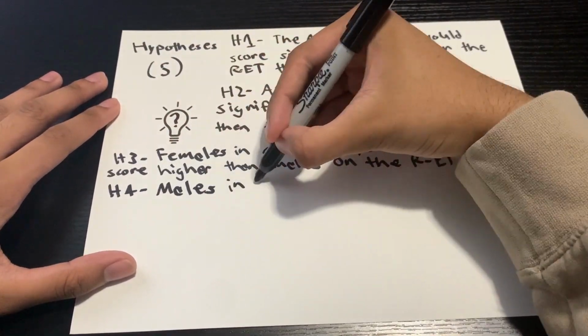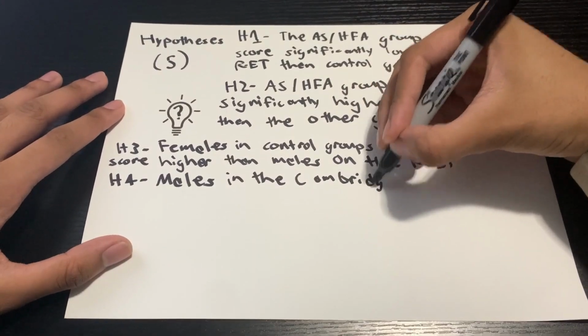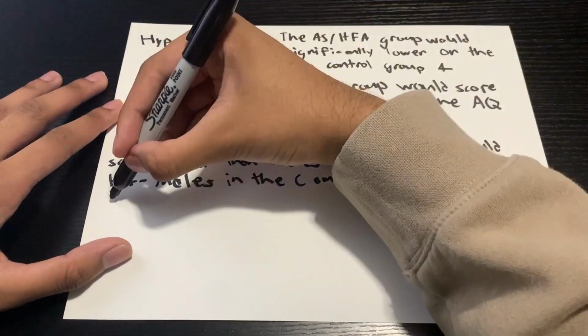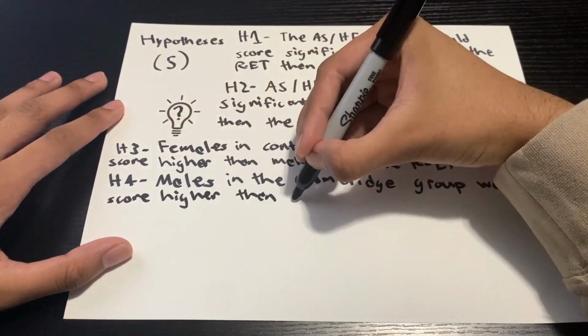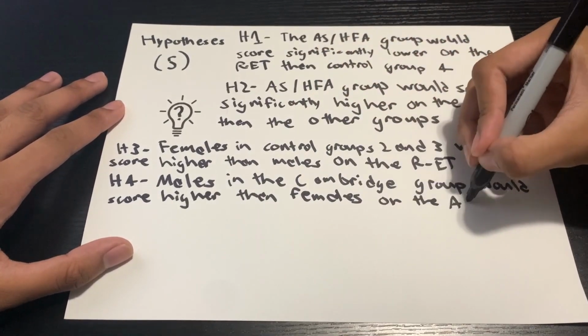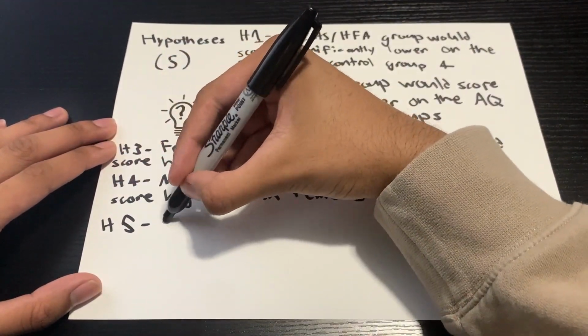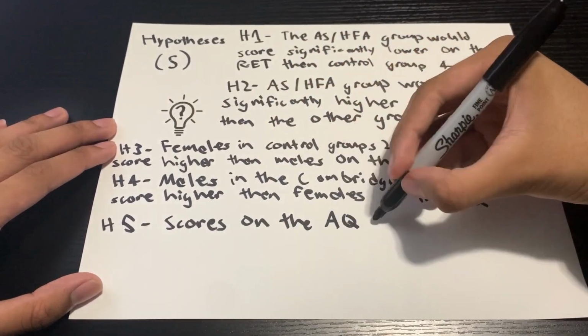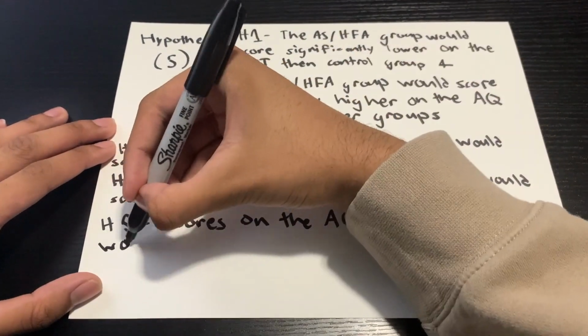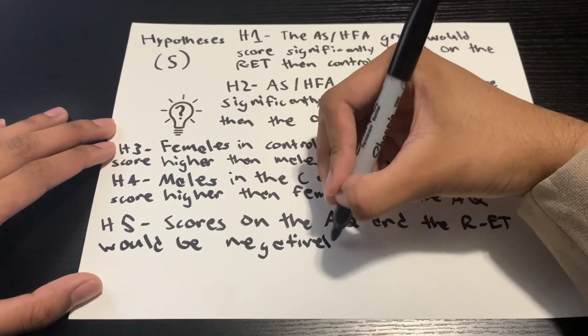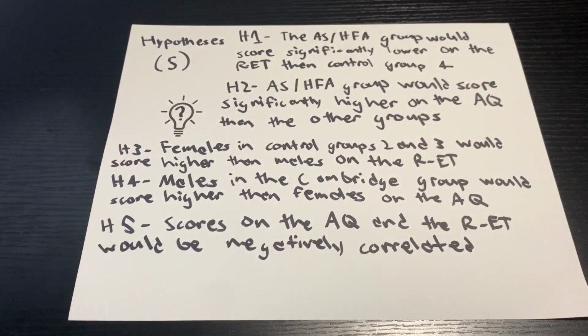The fourth hypothesis was that males in the Cambridge group would score higher than females on the AQ, which is basically the opposite, as they would show more autistic traits. And the final hypothesis was that scores on the AQ and the RET would be negatively correlated, so as there were more autistic traits, there would be less theory of mind.